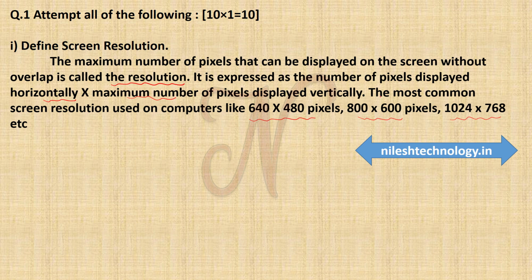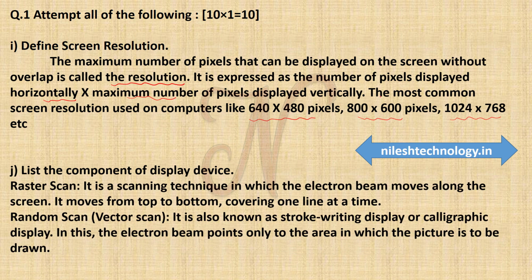Next question: list the components of a display device. The display device is raster scan. It is a scanning technique in which the electron beam moves along the screen. It moves from top to bottom, covering one line at a time. The second one is random scan, which means vector scan.